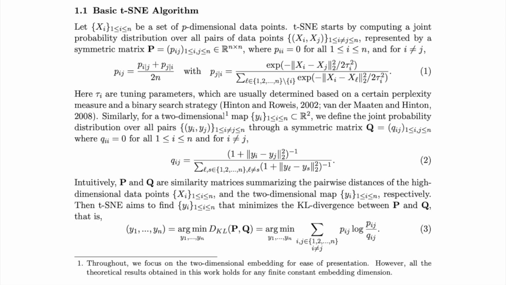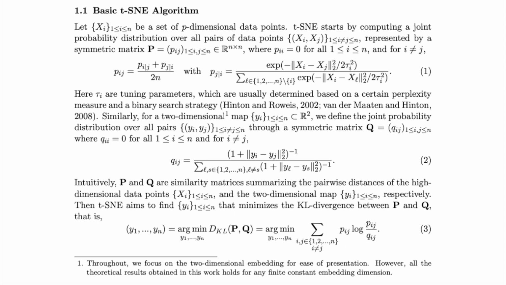Here tau_i are tuning parameters, which are usually determined based on a certain perplexity measure and a binary search strategy. Similarly, for a two-dimensional map y_i, 1 ≤ i ≤ n, in R^2, we define the joint probability distribution over all pairs y_i, y_j, 1 ≤ i ≠ j ≤ n, through a symmetric matrix Q = (q_ij), 1 ≤ i,j ≤ n, where q_ii = 0 for all 1 ≤ i ≤ n, and for i ≠ j, see formula.